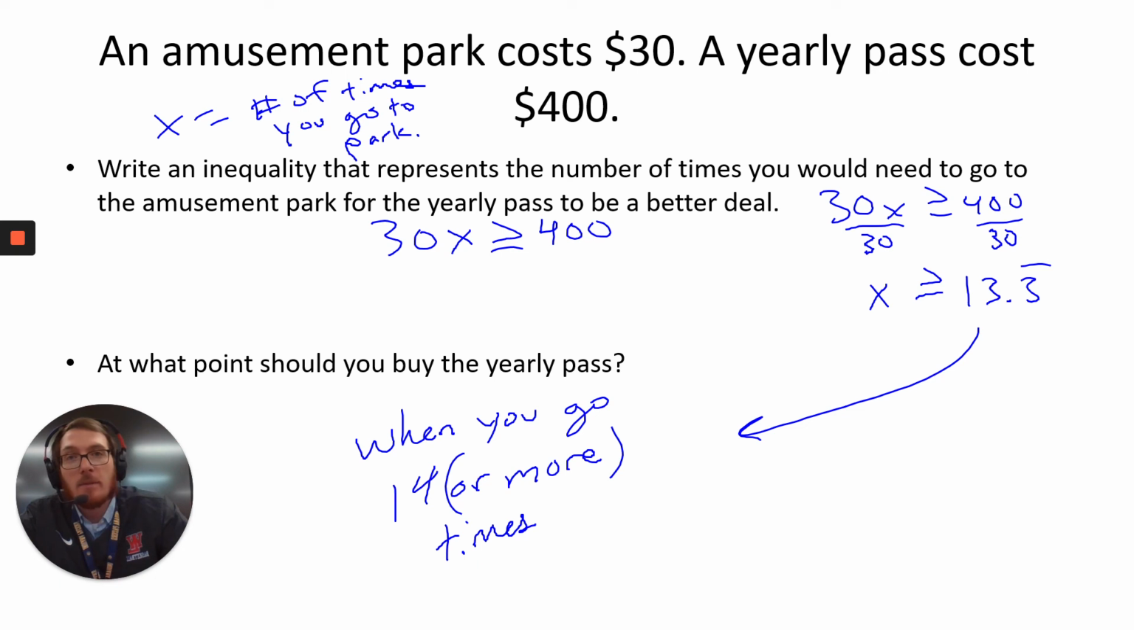So when should you buy the amusement park pass? Well, you can't go 13.3 repeating. It's got to be 14. Okay, so you got to round that up. So if you go 14 or more times, it'll be worth your investment of the $400.